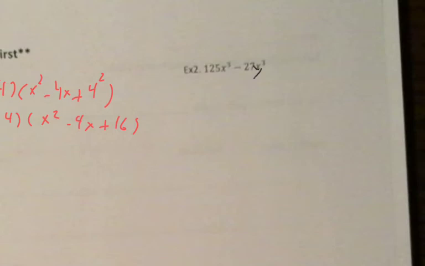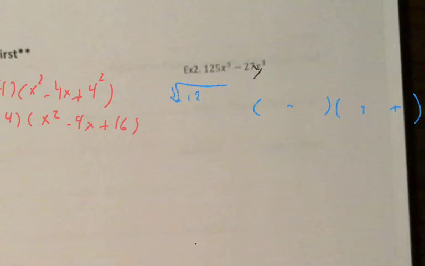125x cubed minus 27y cubed. So we'll set up our parentheses. We have a difference. So we have a little one and a little bit larger. We have same sign, opposite, always positive. I'm going to make these parentheses just a little bigger and change the color. So minus, plus, plus. Alright, now we're ready to take the cube root of our terms.